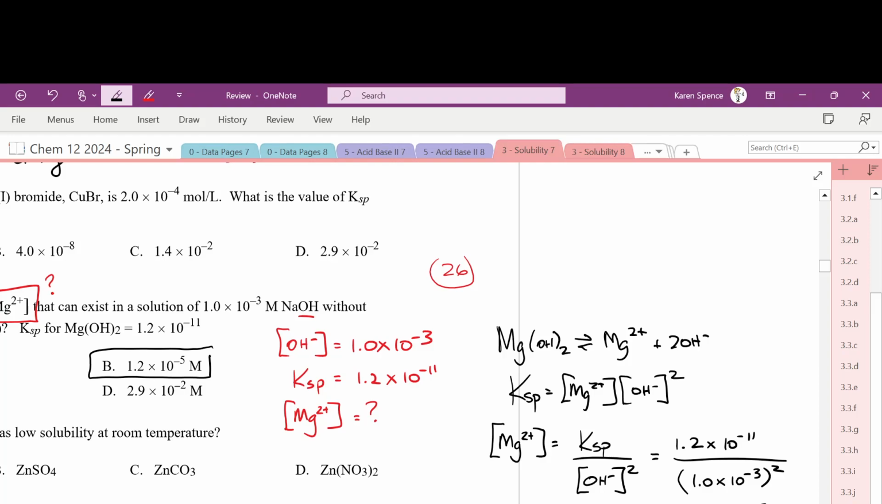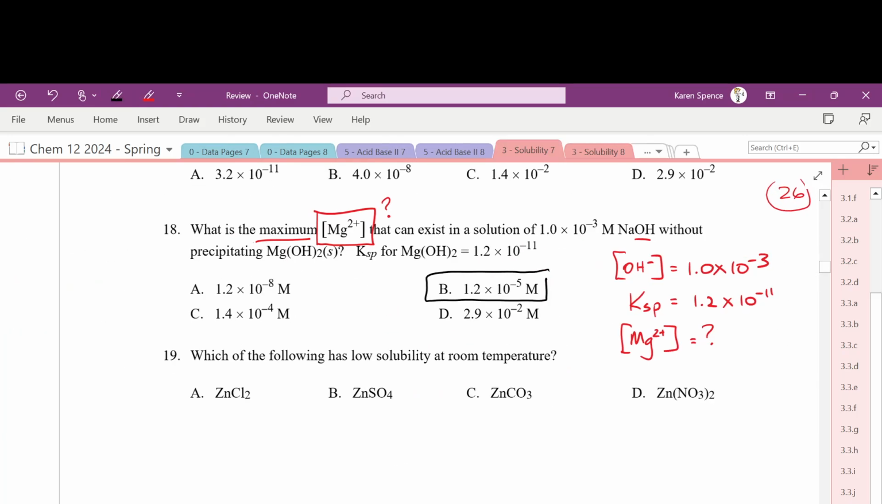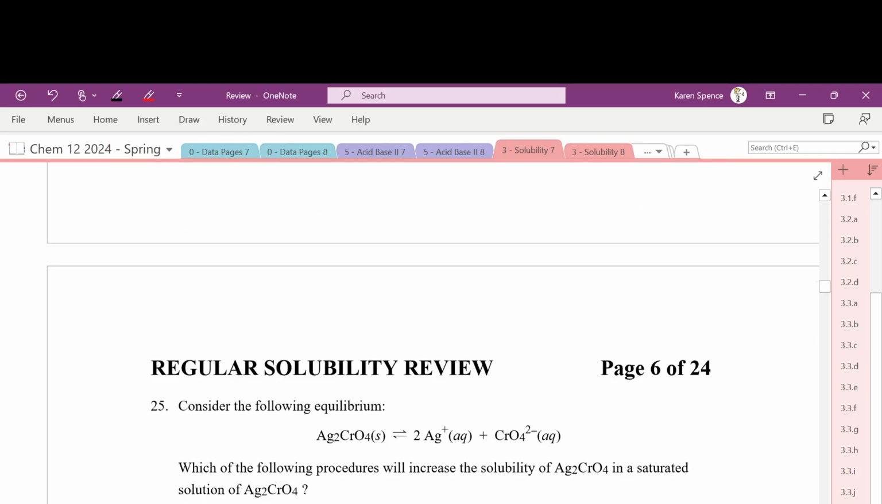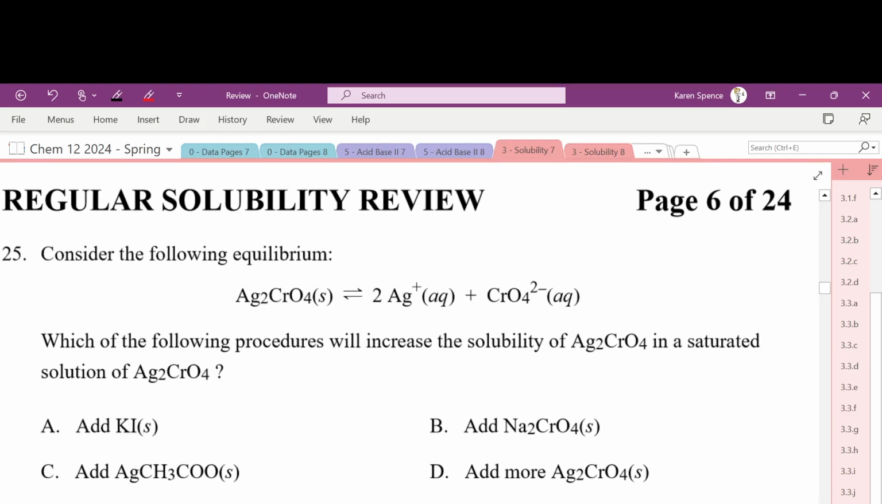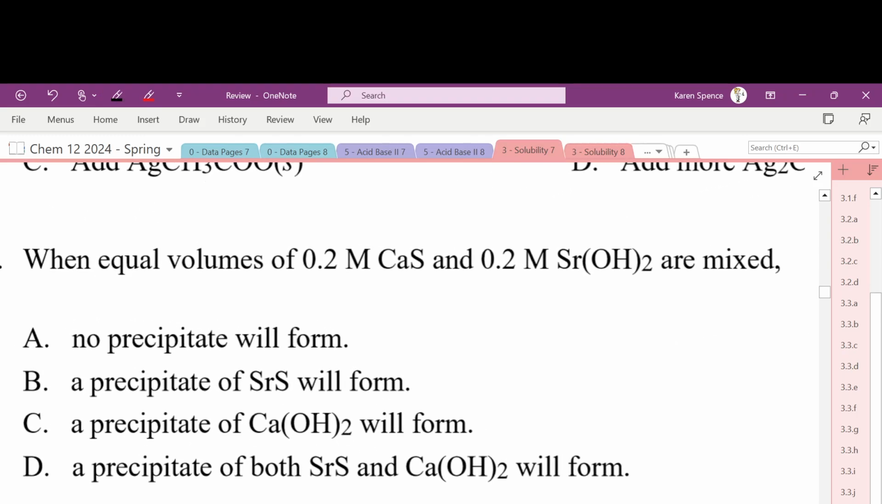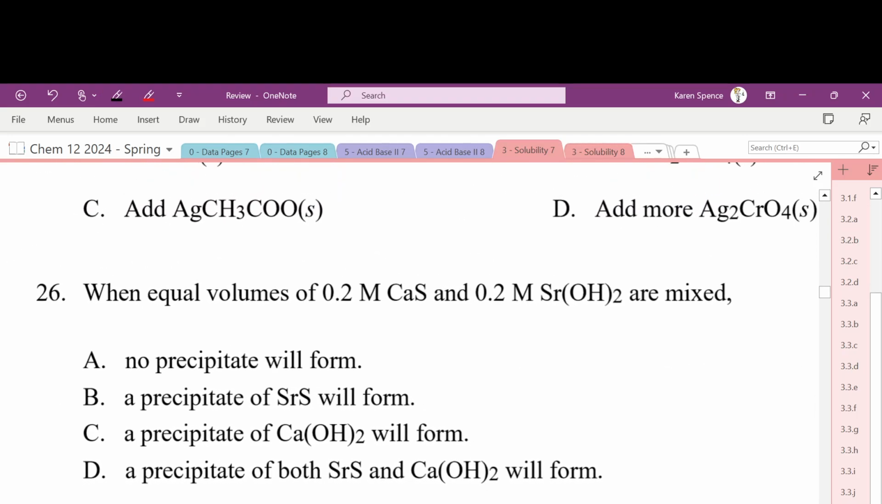Okay, number 26. Consider the following, which would increase the solubility. So we want to shift. 26, that's 25, I'm so sorry. Okay, equal volumes. So once again, we have these equal volumes. And what happens to the concentration when we add equal volumes? We have doubled the volume, so we've halved the concentration.